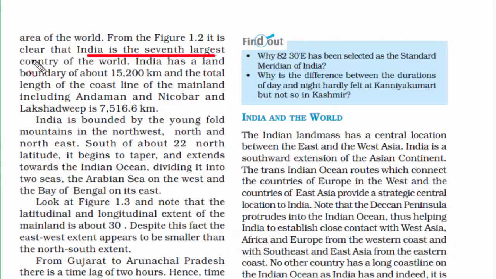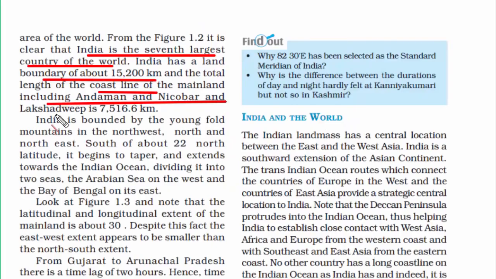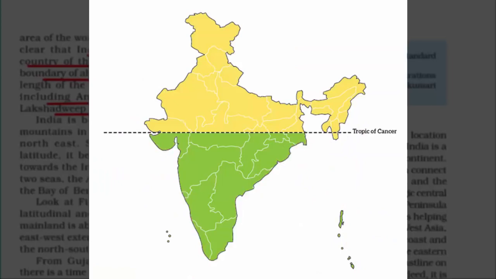And India is also the 7th largest country of the world. This is purely in terms of area, not population. In population, India is 2nd largest country. That is after China. So our entire land boundary is about 15,200 kilometers. And the length of the coastline is 7,516 kilometers. So this is the coastline we are referring to.